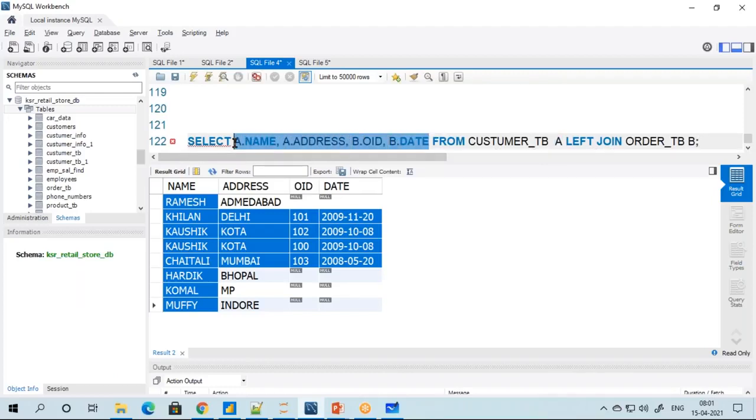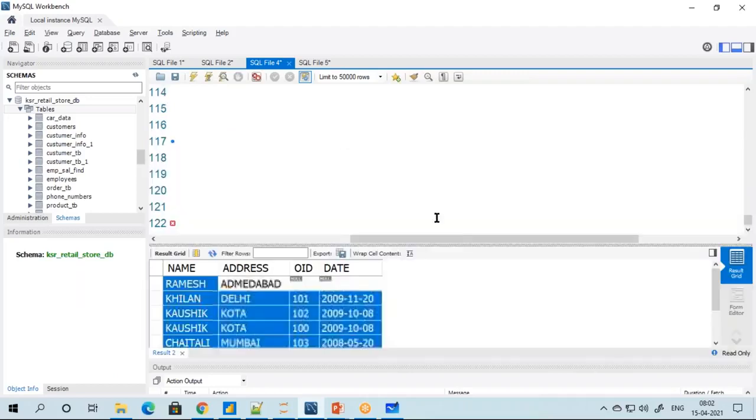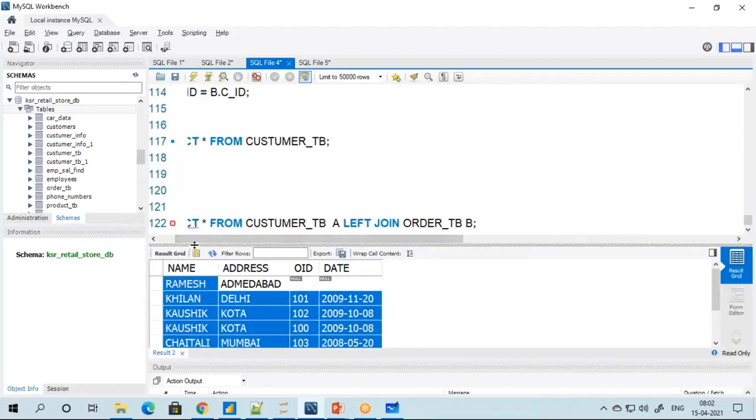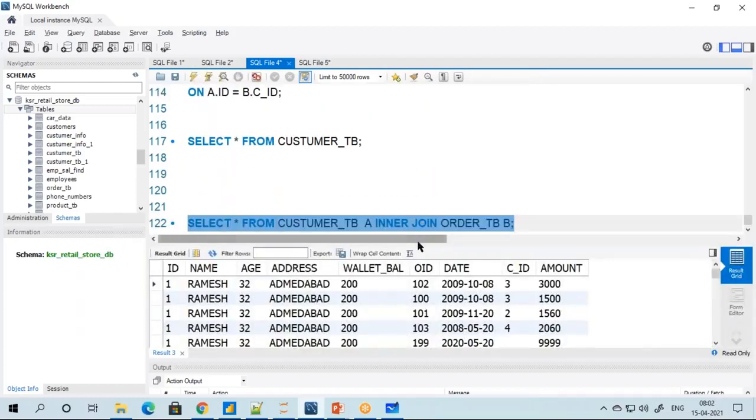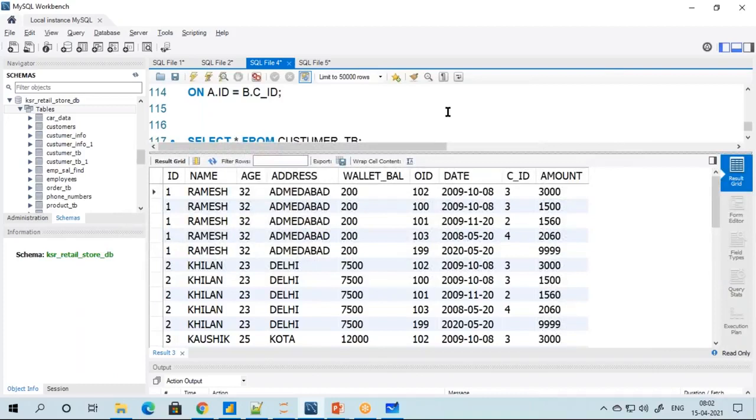What I will do, I will remove everything and put star. Okay, so select star from customer table A, join the order table B, but I don't write the ON condition. Now you tell me, let us make it an inner join first. If I run this, what is happening? See the records and tell me what is happening.